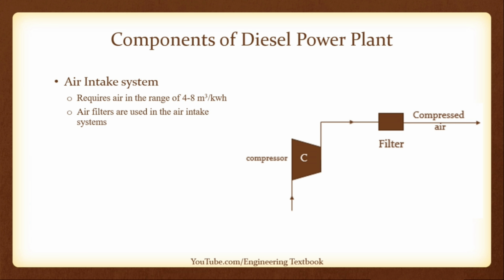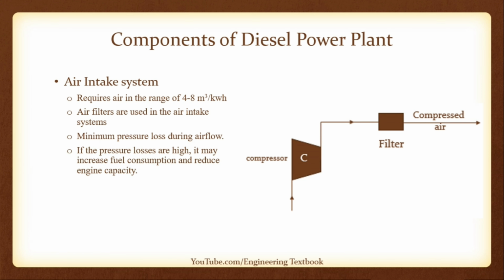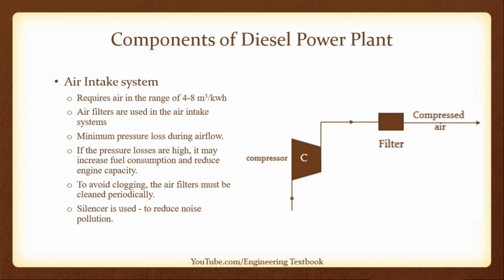The design of the air intake system is done in such a way that it causes minimum pressure loss during airflow. If the pressure losses are very high, it may increase the fuel consumption and reduce the engine capacity. To avoid clogging, the air filter must be cleaned periodically. In a large capacity power plant, a silencer is used between the engine and intake system to reduce noise pollution.